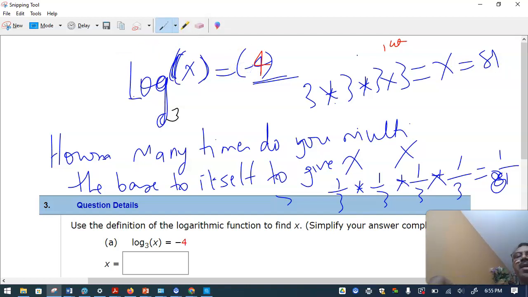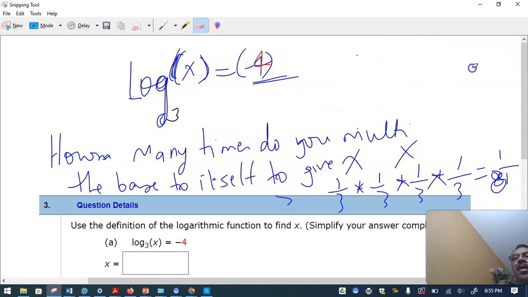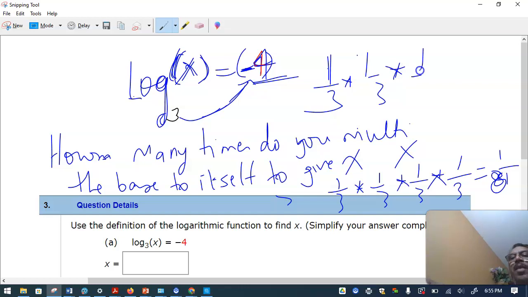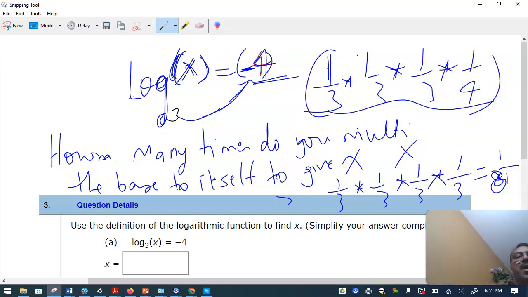So you have to be careful. Because this is minus, you have to ask how many times do you multiply 3. They gave you 4 multiplies. Because of this minus, you don't say 3 multiplied by itself to get x, but you ask how many times you multiply one third. They already gave you the 4, but because of this minus, you do one third, one third, one third, and one third, 4 times. And that's how that gives you the answer 81.